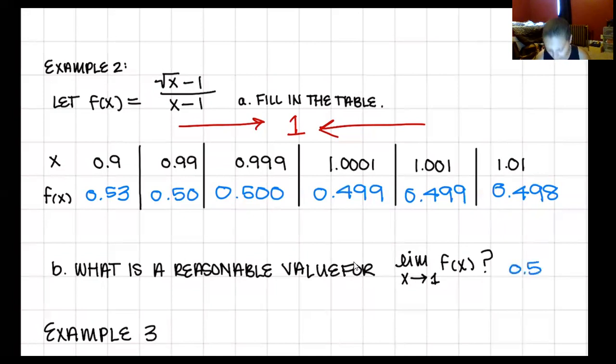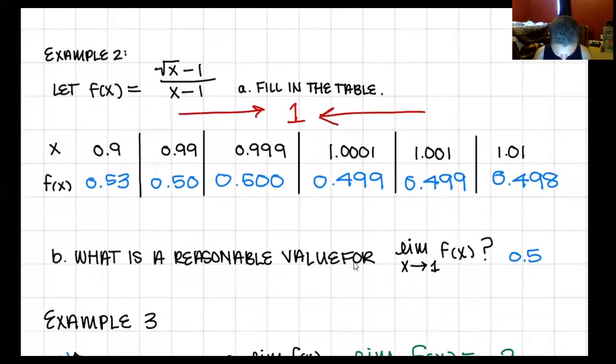Therefore, a reasonable value for the limit as x approaches 1 of f of x is 0.5. Now, it would be unreasonable for you to say it's 0.51. It would be unreasonable for you to say it's 0.499. And hopefully those make sense. But you'll get the hang of this. You just have to do it a couple times. And next, we're going to talk about example 3.